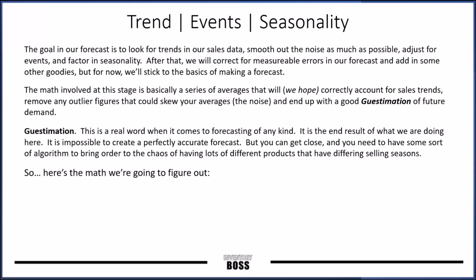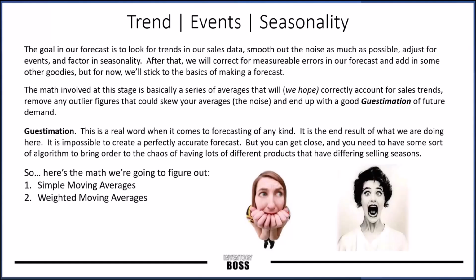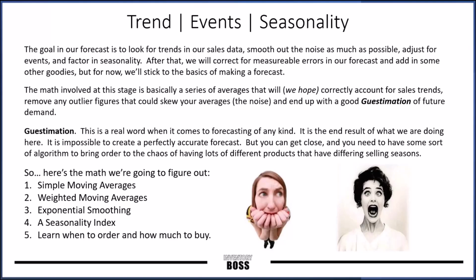So here's some of the math we're going to figure out. Simple moving averages, weighted moving averages, exponential smoothing. We're going to build a seasonality index. Remember, I told you seasonality is intuitive, but it's actually a math formula. It's really simple. And we're going to learn when to order and how much to order. But what we're going to do now is just a few things. We're going to talk about simple moving averages. We're going to end this video with one of these under our belt, the simple moving average.